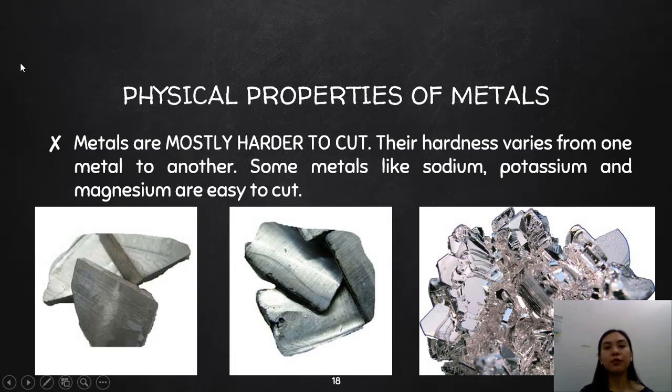Another physical property of your metal is that mostly they are harder to cut. Their hardness varies from one metal to another. Some metals like your sodium, potassium, and magnesium are easy to cut. Pero most of them, mahirap po siyang i-cut. So these are just a few examples of your metals which are easy to cut. So pag tinitingnan nyo, nandun siya sa bandang group 2, if I'm not mistaken. Group 2 metals.